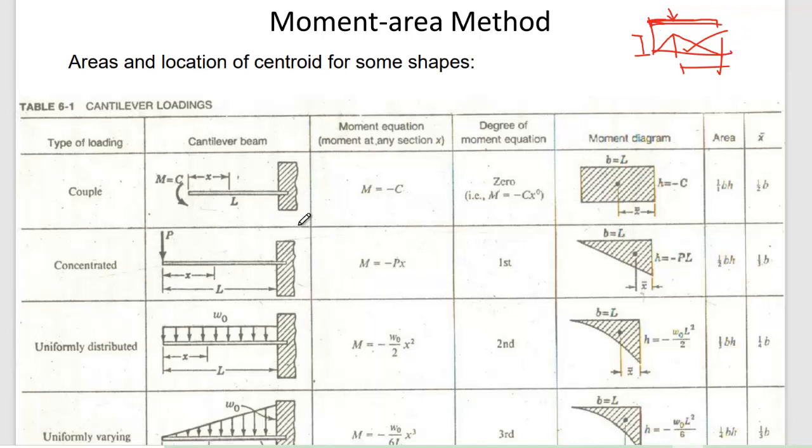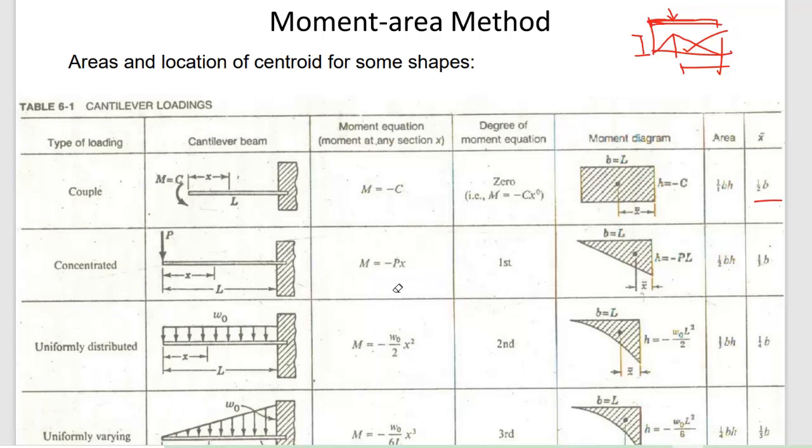So if you have a loading type that is coupling loading, which is generating the moment, and this is a fixed support, then you have this kind of formula for the area of this moment.